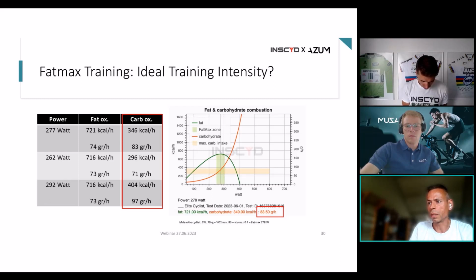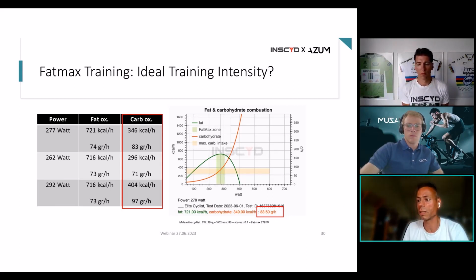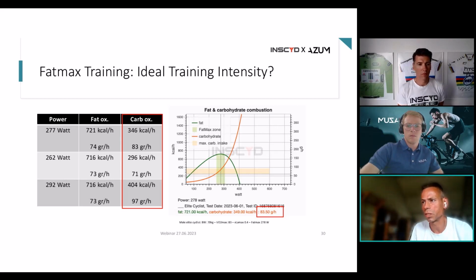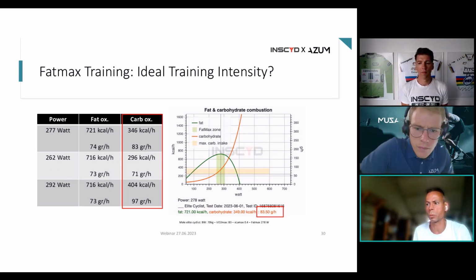So if we check also a bit around that fat max threshold, and I've shown two power outputs here, 15 watts below the threshold and 15 watts above the threshold, then you can see that it doesn't matter that much when we look at the fat oxidation rates. So they are more or less the same, but it's a big difference in carbohydrate combustion rates. That's of course because of the exponential relationship between carbohydrate combustion and the training intensity, and we are already a bit in the steeper part of this graph. So small deviations in power output can cause enormous increases in carbohydrate oxidation.